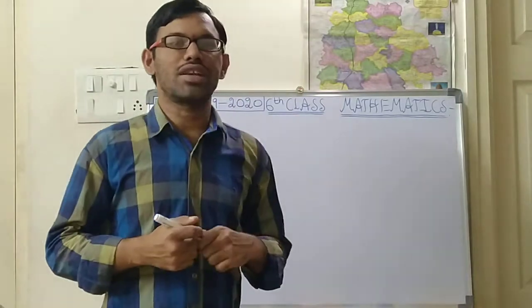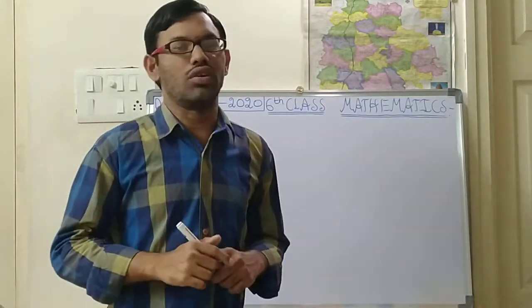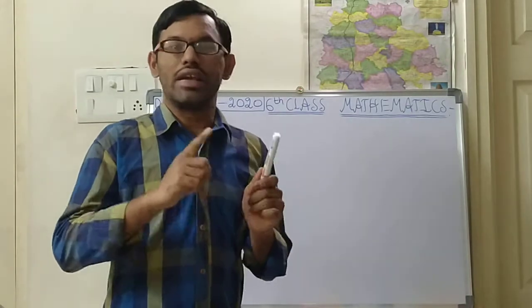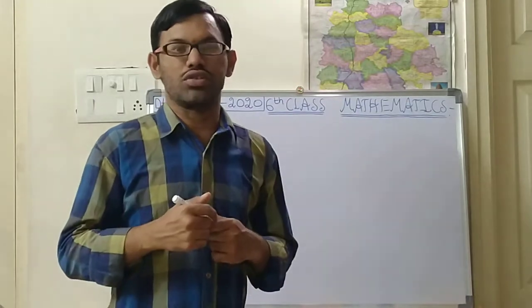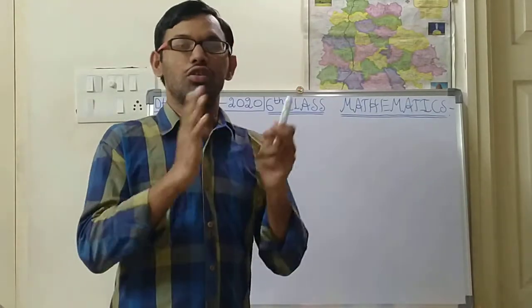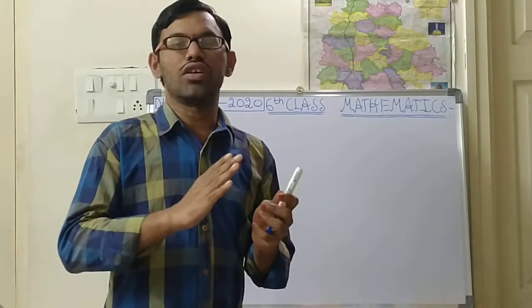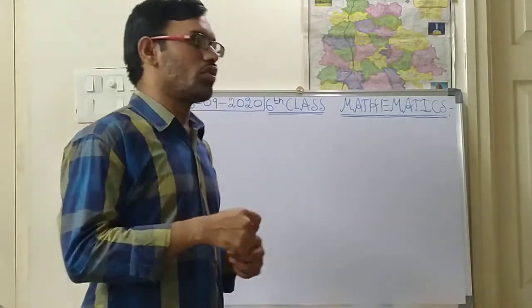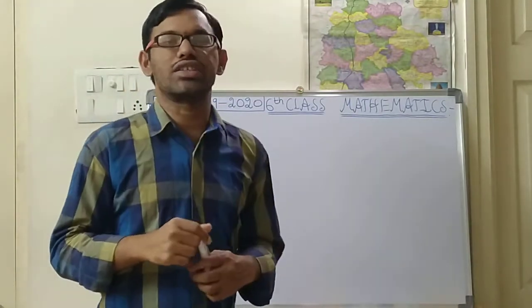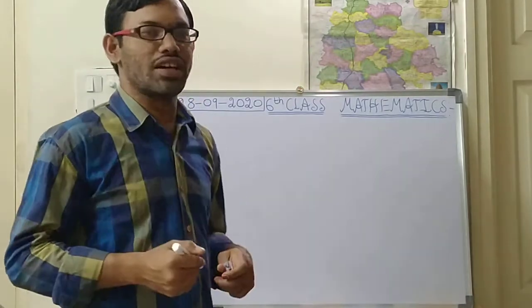So in the previous class we have discussed the divisibility rules of 4. 4 and 8 are somewhat different from the rules for 2, 3, 5, 6, 9, 10. In the previous class we discussed the divisibility rule of 4. So how did we discuss it?